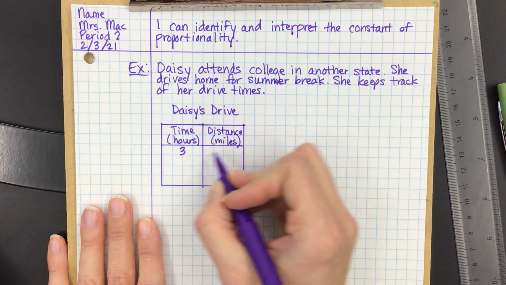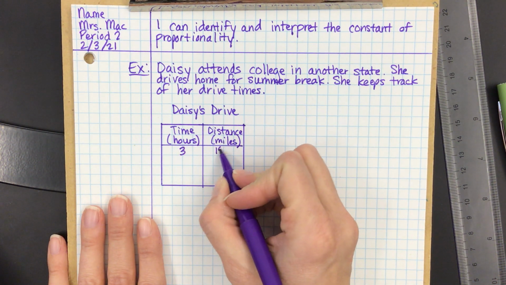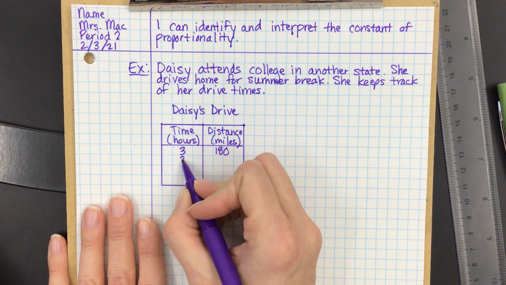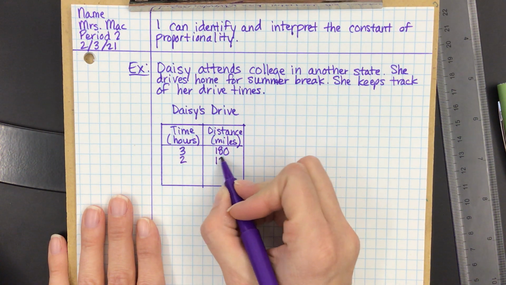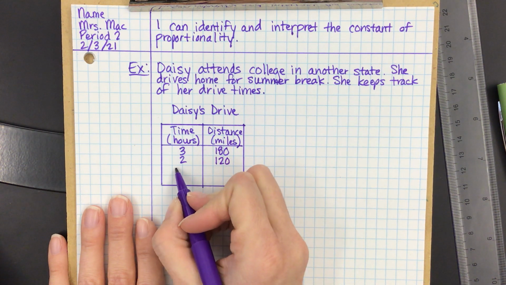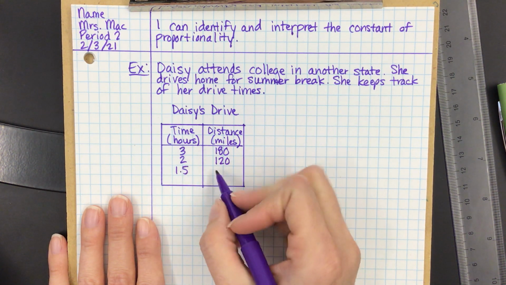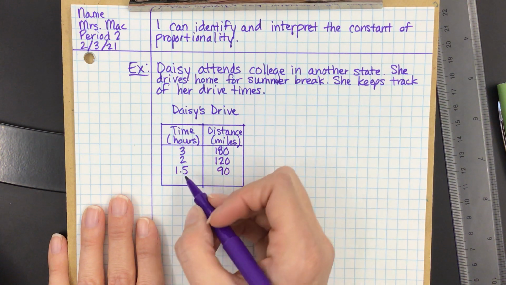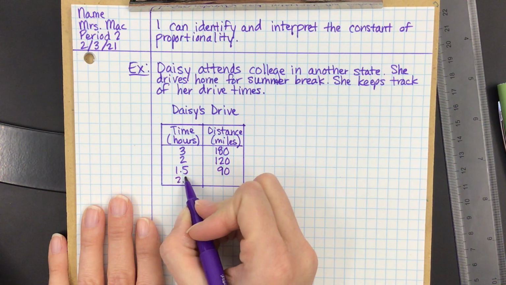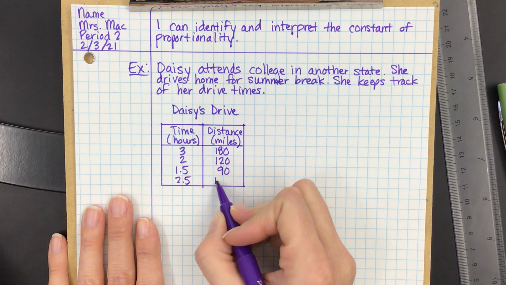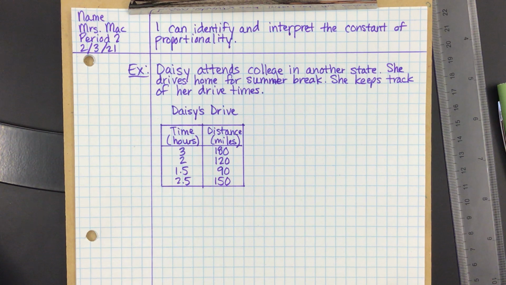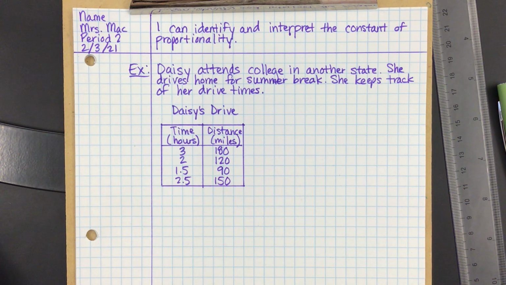In 3 hours, Daisy drives 180 miles. In 2 hours, Daisy drives 120. In 1.5 hours, Daisy drives 90 miles. And then 2.5 hours, Daisy drives 150 miles. Okay. I'll give you a second to fill that in.